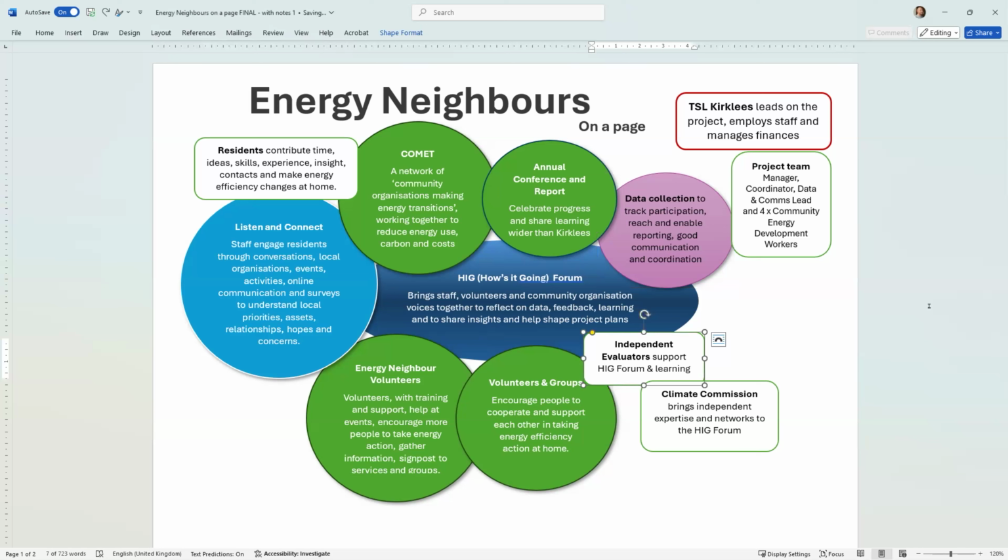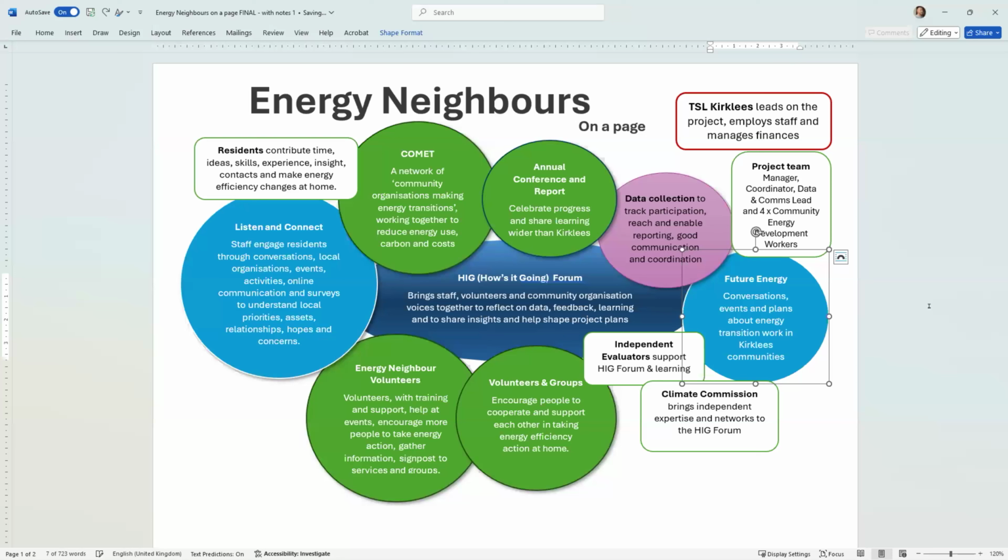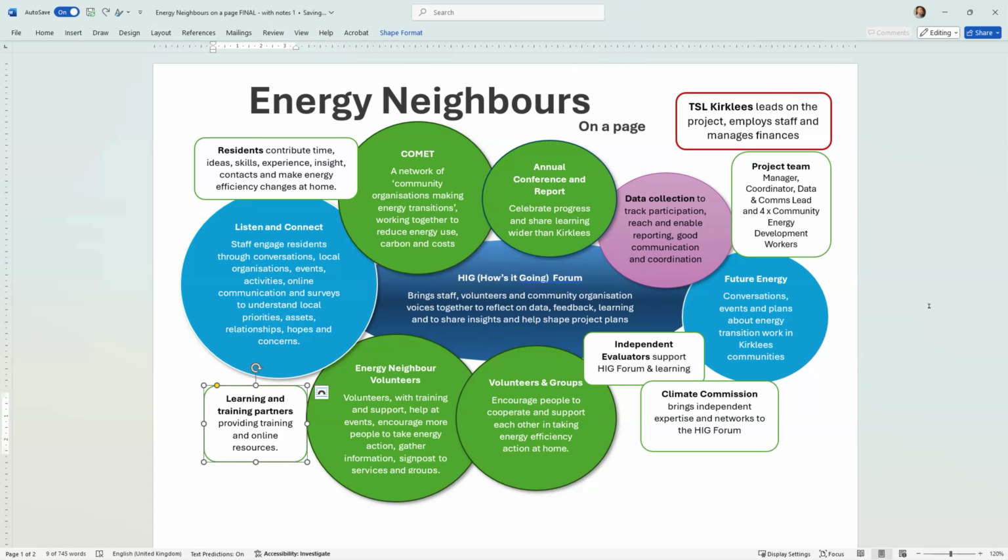So we need to evidence impact. So there's going to be a whole data part to it and some independent evaluators. We want to have conversations about the future of energy in these communities, start to think about community energy projects, sustainable community buildings, green businesses, all that side of things.